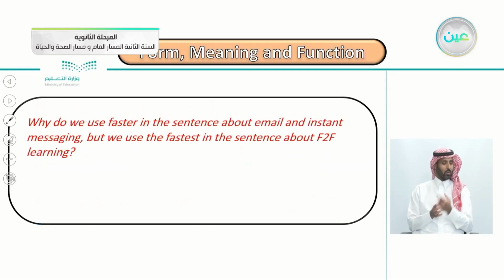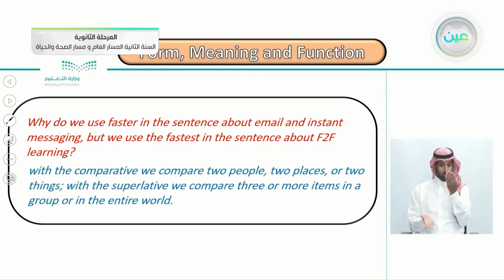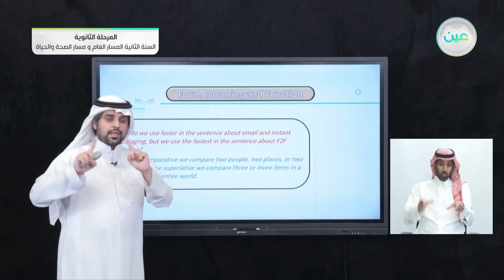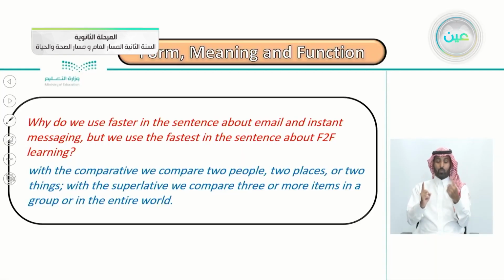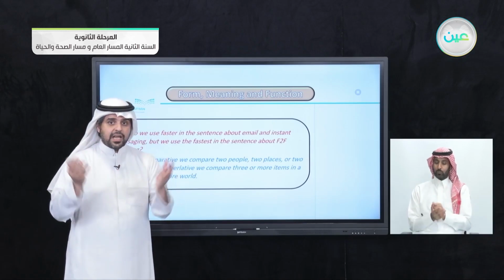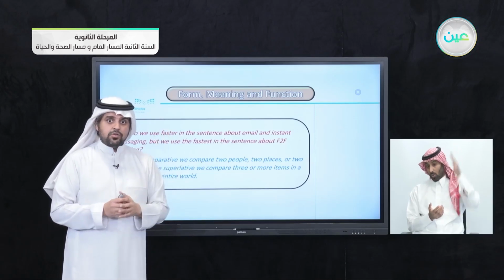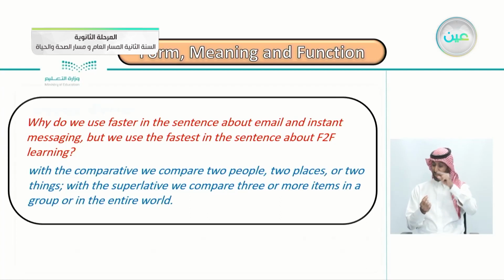Why do we use faster in the sentence about email and instant messaging, but we use the fastest in the sentence about face-to-face learning? With the comparative, we compare two people, two places, or two things. With the superlative, we compare three or more items in a group or in the entire world. So we are comparing one thing to the group that it's in, or the entire world. When you say this tower is the highest tower, you mean that in the world.